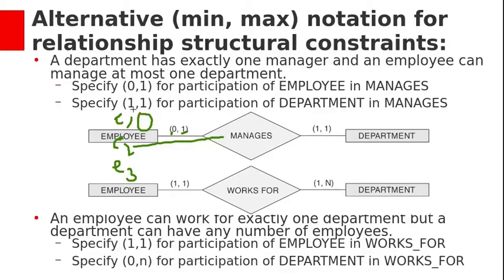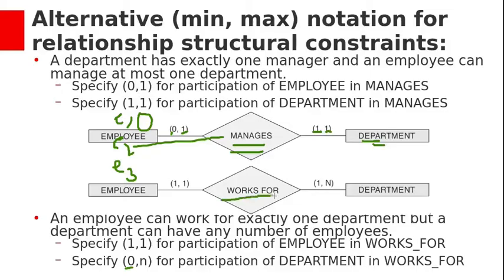And specify 1, 1 for participation of department in manages. All the departments will be managed by some manager. So the minimum participation here is 1, and a department can be managed by at most one employee. So the maximum cardinality is also 1.